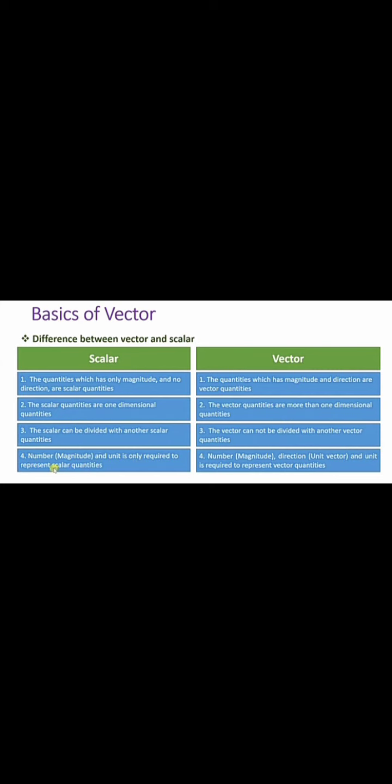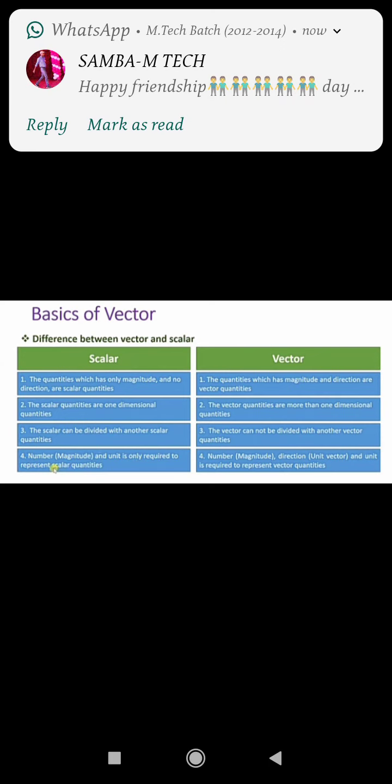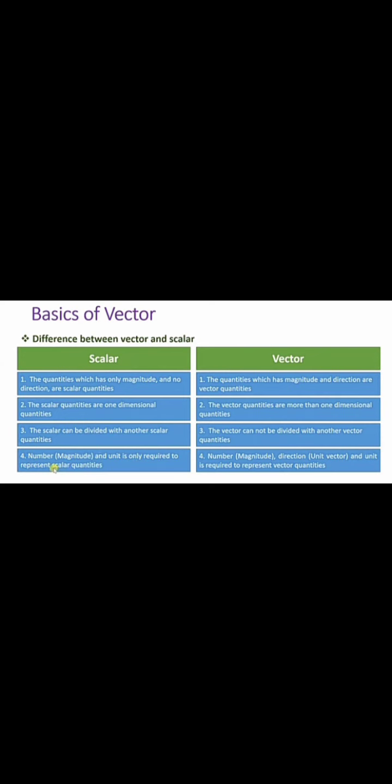If you want to represent the magnitude of the vector, A is equal to the square root of A suffix x squared plus A suffix y squared plus A suffix z squared. Just take that root, then you will get the magnitude of the vector. Similarly, calculation of the unit vector also.